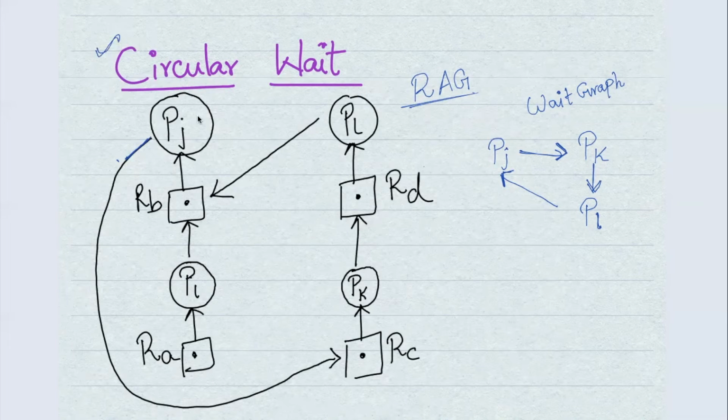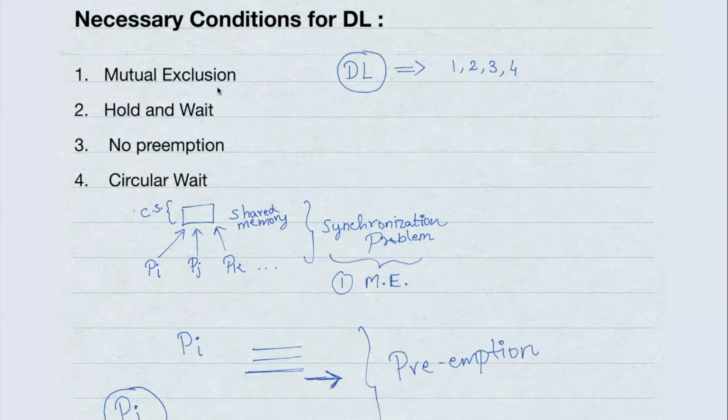Fine. So all these four conditions are necessary conditions if a deadlock happens, right? So what are the four conditions? Mutual exclusion. Next one is hold and wait. Third condition is no preemption. And fourth one is circular wait.